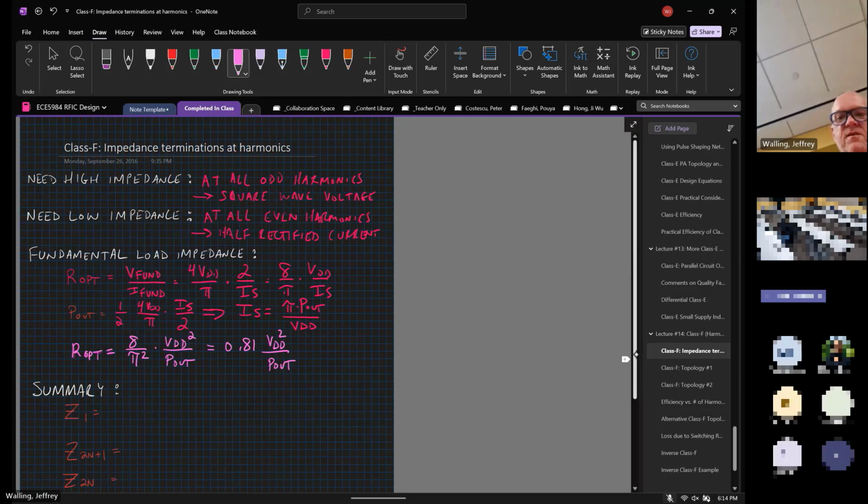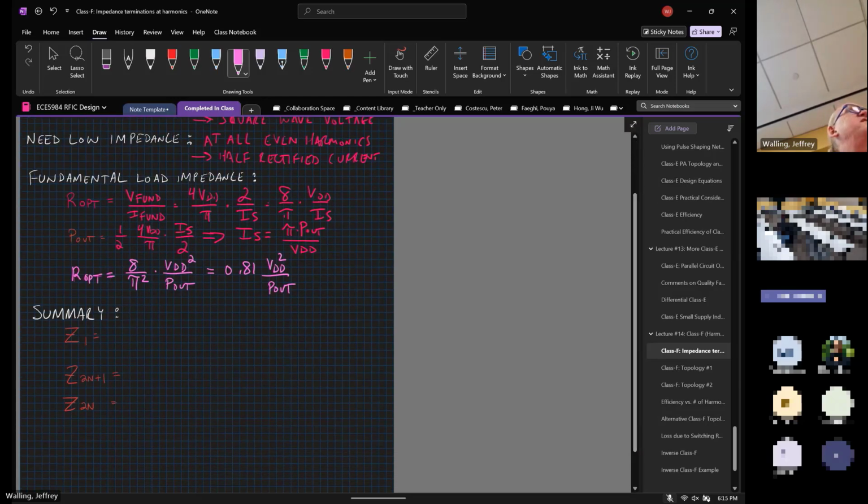So if we want to make a Class E amplifier, really what we need to do is at the fundamental frequency, we need to present this R opt, 8 over pi squared times VDD squared over P out. At all odd harmonics, we want the impedance to go to infinity, or as close as we can get it. At all even harmonics, we want the impedance to go to 0, or as close as we can get it.